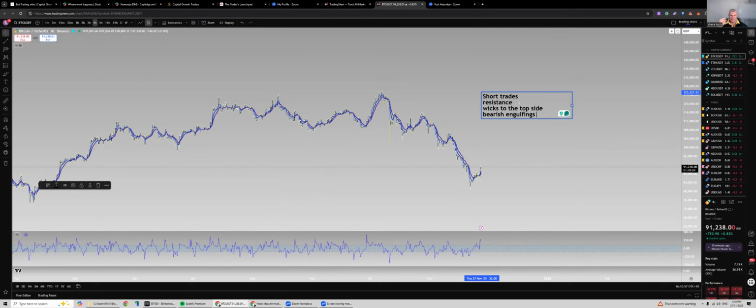I don't really touch the evening stars because it's a 3-step candlestick, and then usually by then, for my psychology, the move has pretty much happened. So I like to get in right at the top. So wicks to the top side is my go-to.